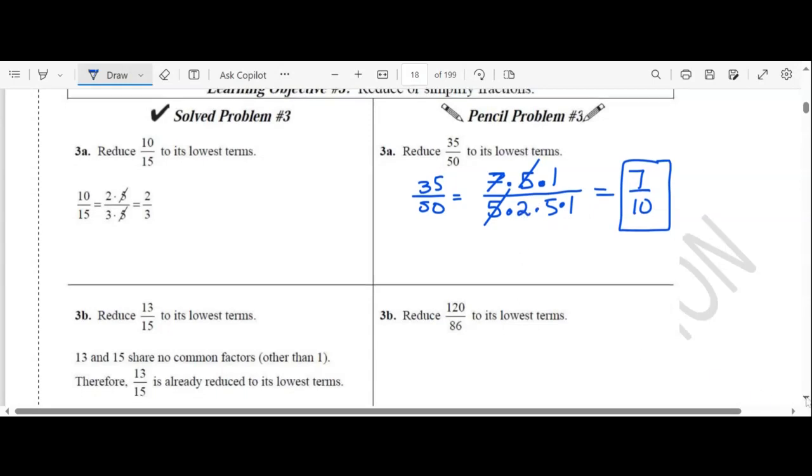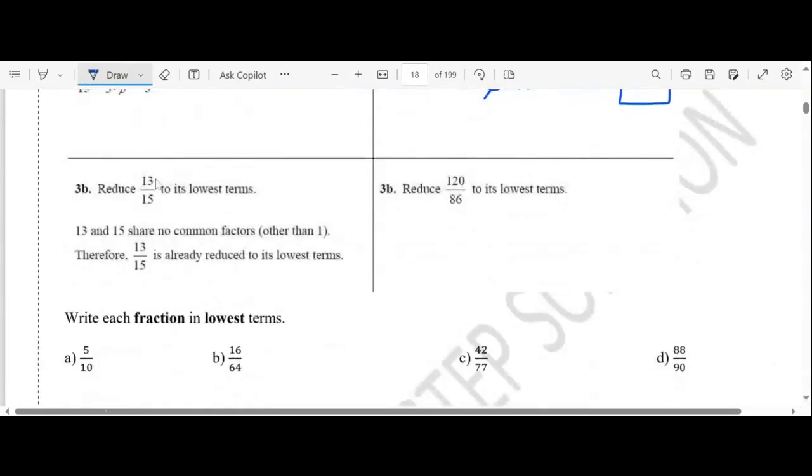Yeah, the next one. Can you do the next one? Here I have 13 over 15. He's asking you to reduce it into lowest term. Can you reduce this? The answer, it's already reduced to its lowest term. Can I reduce 120 over 86? Yalla, you try it. Yalla, your pen or pencil? You try it. Yeah, let's see who's faster. You or the mouse? It's the mouse. Yeah, I see.